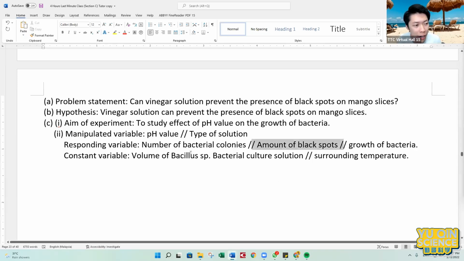If you're thinking, can I use this? Can. To study the effect of pH value on the number of bacteria colonies, can. On the amount of black spots, can, no problem. Teacher, type of bacteria for CV, can? This is one of the rare cases where you can use the word type, because for constant variable, usually the first word is measurable. Things that must be fair must be measurable, like volume, length, diameter, size. But this is one of the rare chapters where we can use type of bacteria.